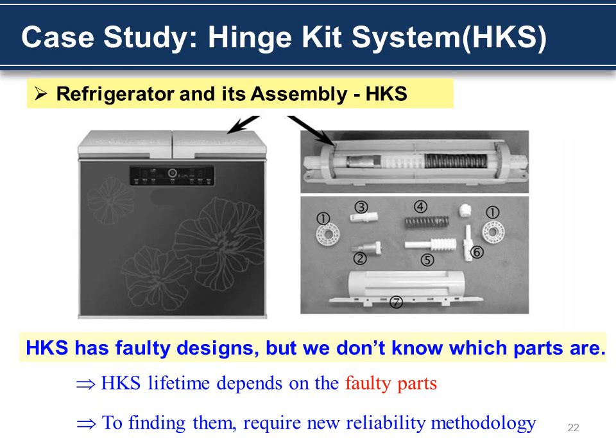I will show you another case study. This is a refrigerator hinge kit system. It consists of many parts: kit cover, oil damper, spring, and hinge kit housing. There are faulty designs in the hinge kit system, but we don't know which parts they are. Therefore, to find them, it requires a new reliability methodology.